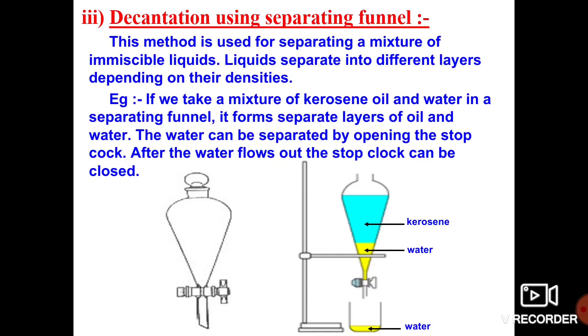At the bottom of the separating funnel there is one opening, and there is a knob. When we open the knob, the water comes out first and later the kerosene starts coming out. Like this, we can easily separate a mixture of oil and water by using the separating funnel.